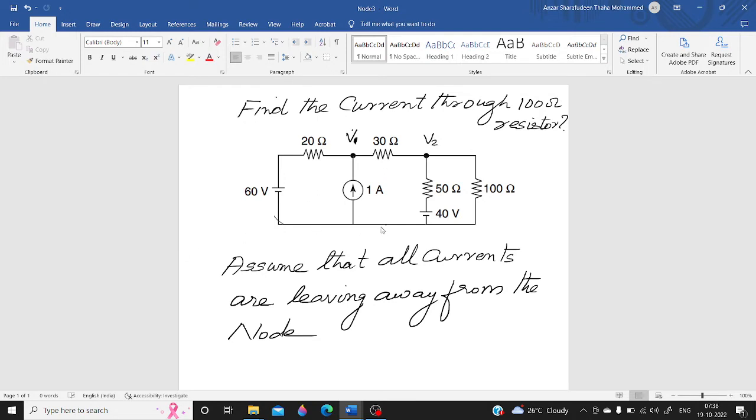And there is one more node, which is this point, nothing but a common point of all the branches. All these branches are connected to this point, and I assume that this is the reference node, which is a ground point, and this node is at zero potential. So this is the reference node at zero potential. With respect to this node, the voltage at this point is V1. With respect to the reference node, the voltage at this point is V2.